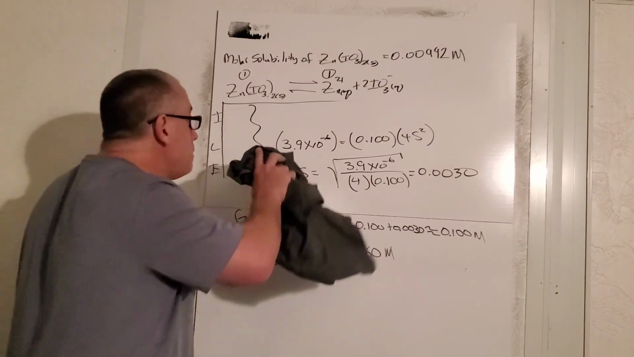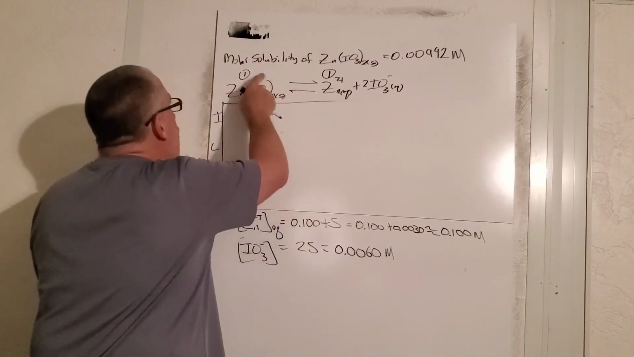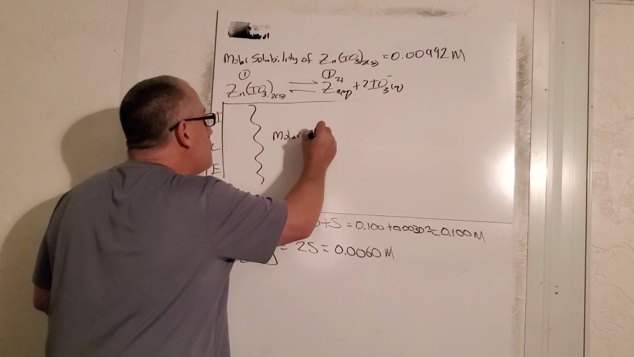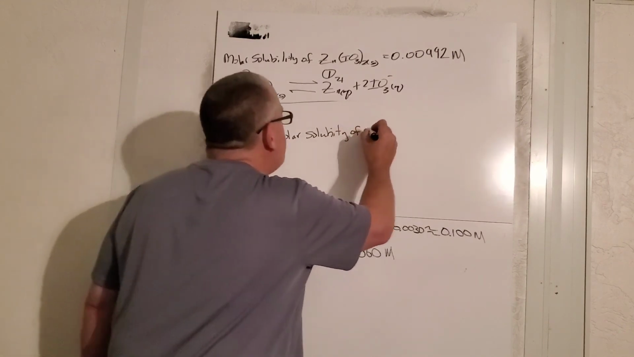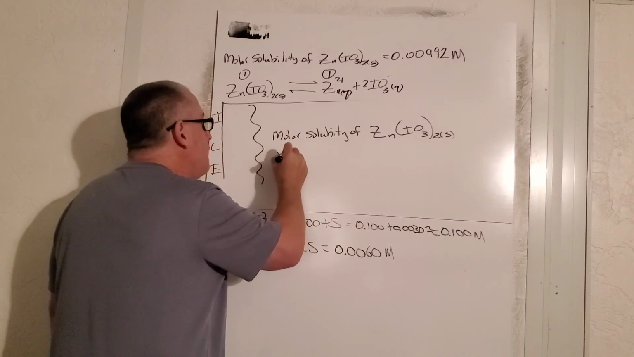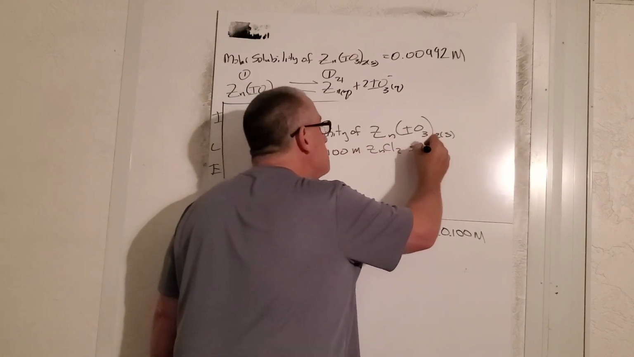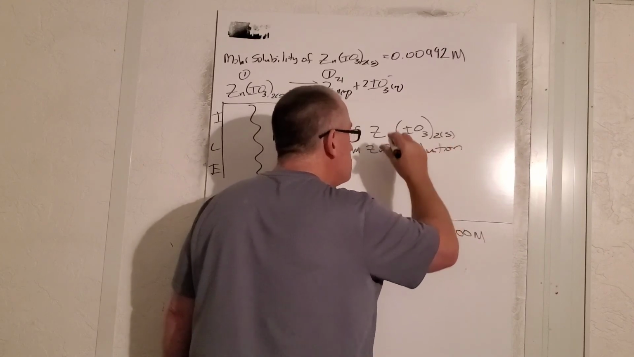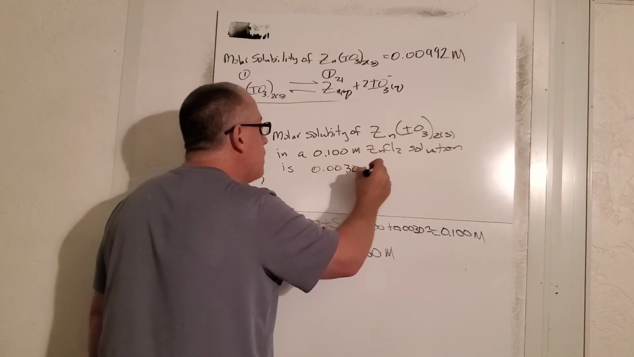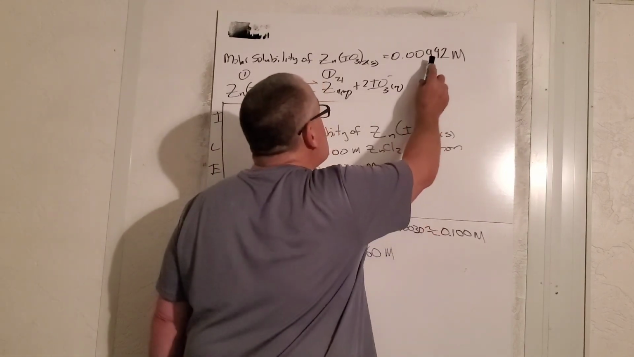But also, remember, for every one of these units that dissolves, one of these dissolves, and that means the molar solubility of the zinc iodate solid in a 0.1 molar zinc chloride solution is 0.0030 molarity. And that is lower than that.